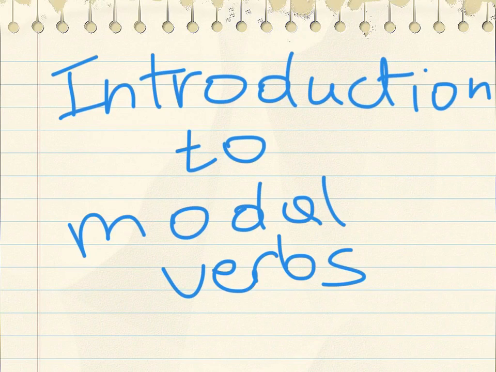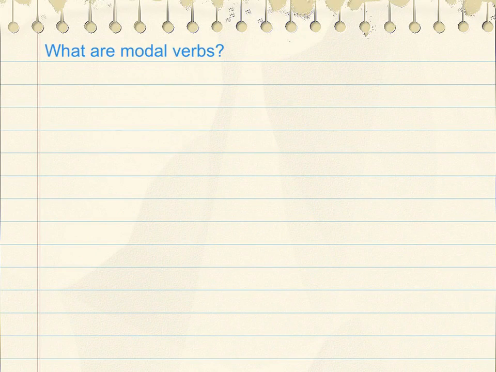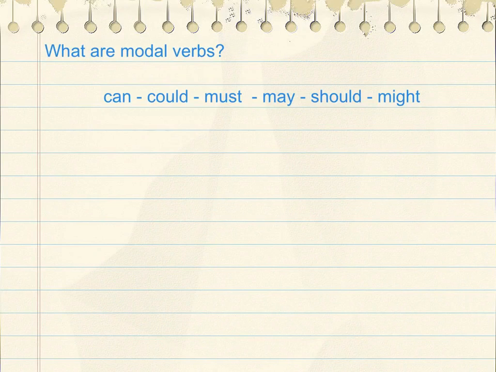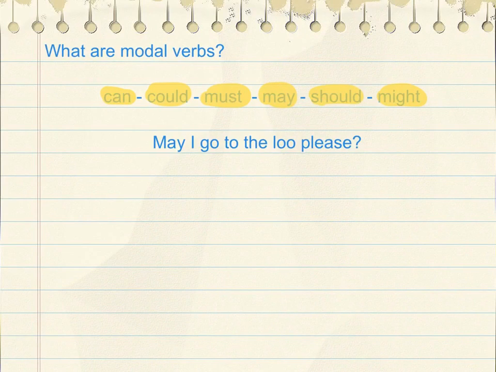I hope you enjoy. I'm going to start by showing you what modal verbs actually are and what they look like. Here are some examples of modal verbs that you will see a lot in English. For example, we've got can, could, which is the past of can, must, may, should, and might. A popular one that you might use in class would be, may I go to the loo, please?